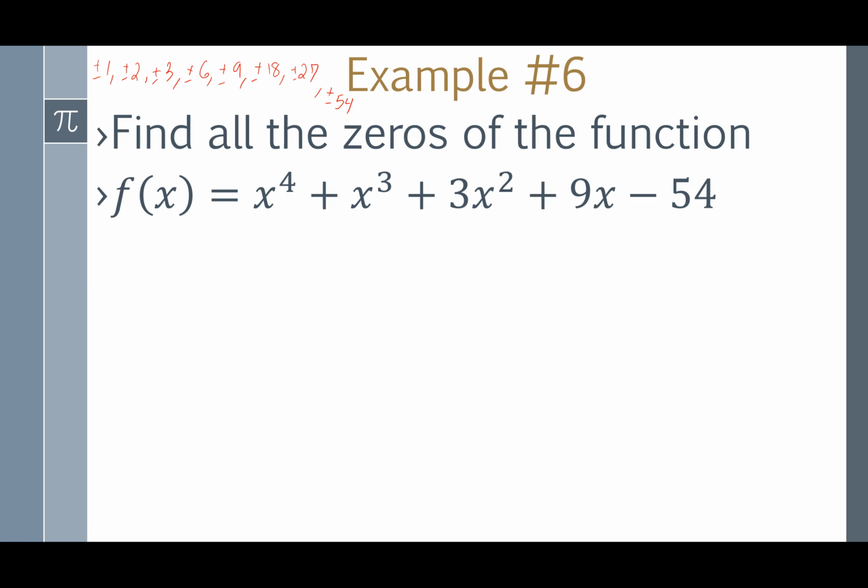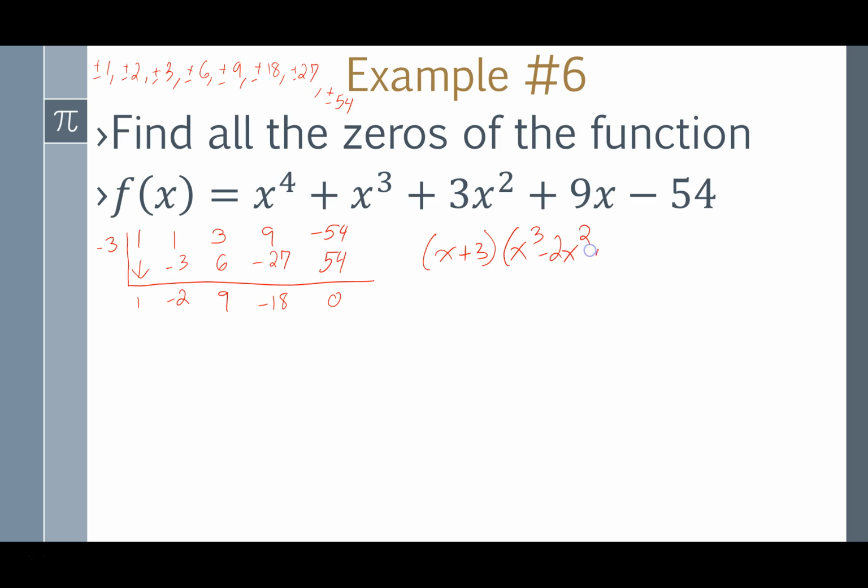So now let's try -3 first. So we do 1, 1, 3, 9, -54. So when we work it out, we get a 1, -3, -2, 6, 9, -27, -18, +54, and 0. So now we have x plus 3 as one factor, but then the other one is x cubed minus 2x squared plus 9x minus 18. Well, shoot, I have a cubic. I need to go do this one more time.